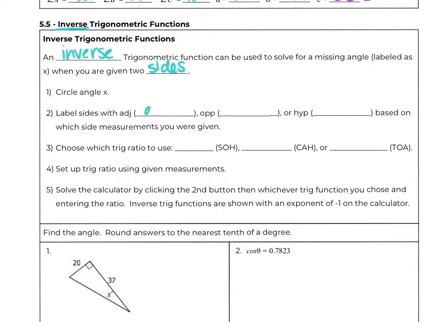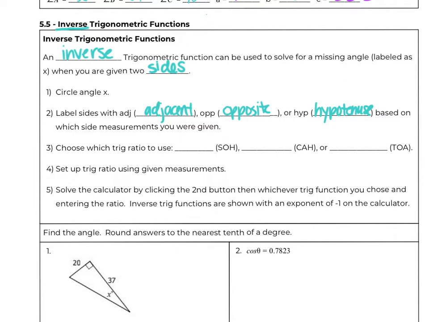So adjacent, opposite, or hypotenuse, based on which side measurements you were given. So you're going to have that third blank side, and you don't need to label that one because it kind of helps you just see which one makes more sense to choose. So choose which trig ratio to use.